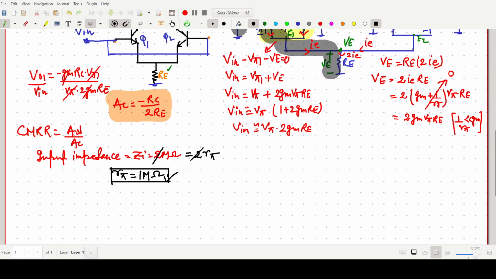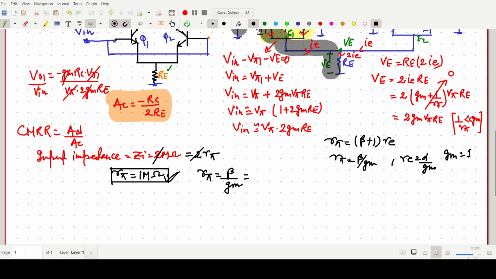Okay. First thing we got. Now we have to know the value of R pi. We already know R pi equals beta by Gm. I am not proving it because in every video I am writing this type of concept: beta plus 1 Re. R pi, that we have to know if we are electronics people. Re alpha by Gm, Gm is Ic by Vt.